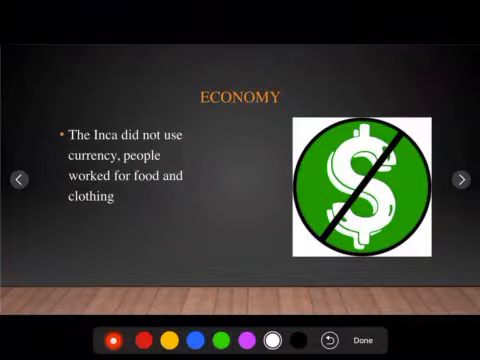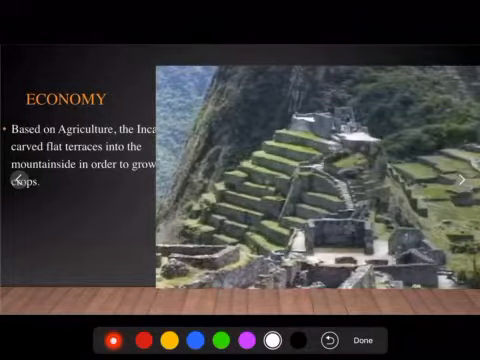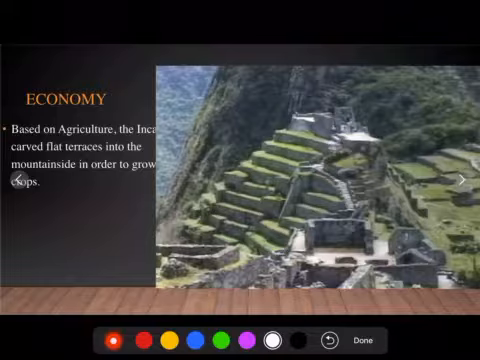All right, their economy. They did not have an official currency. So meaning that if you worked for somebody else, say on their terrace farms, you would not be paid with money. They would say, here's some corn, here's some clothes, here's shelter for you to take care of your family. Pretty straightforward. There was no currency, just a barter system. And as we said, they did that terrace farming, which made up a majority of their economy.